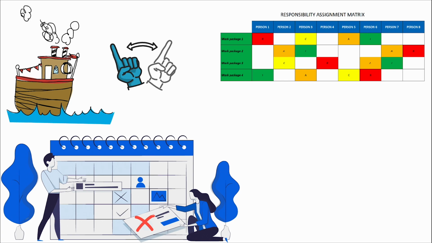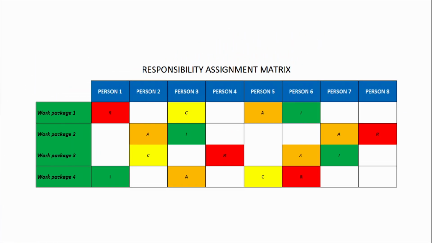In summary, a project schedule that doesn't account for resource constraints is like a ship without a rudder. It may move, but it won't be headed in the right direction. A RAM is a compass that guides this ship, ensuring that every resource is optimally utilized.